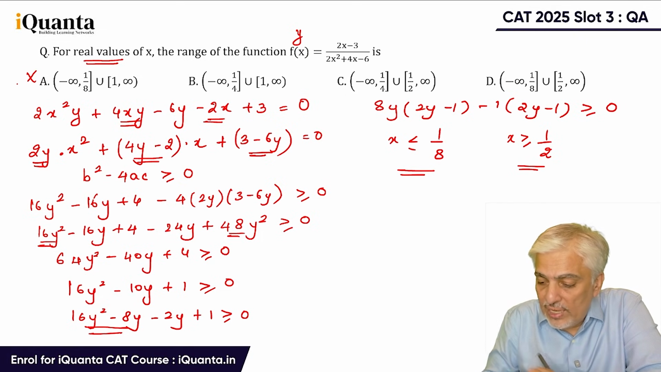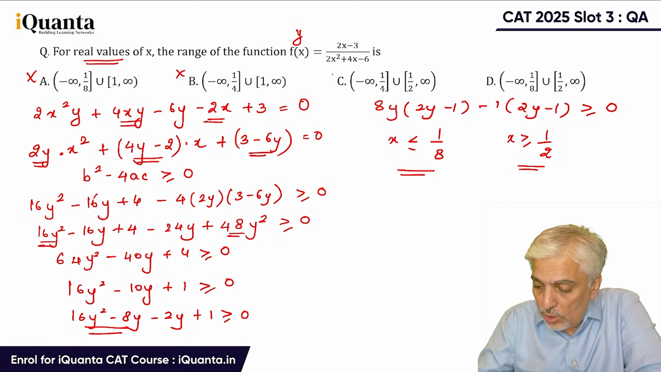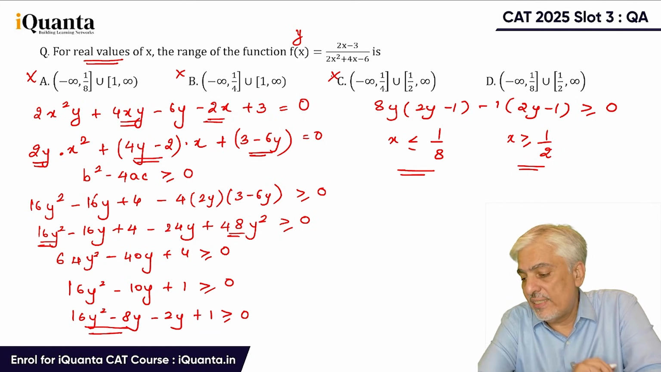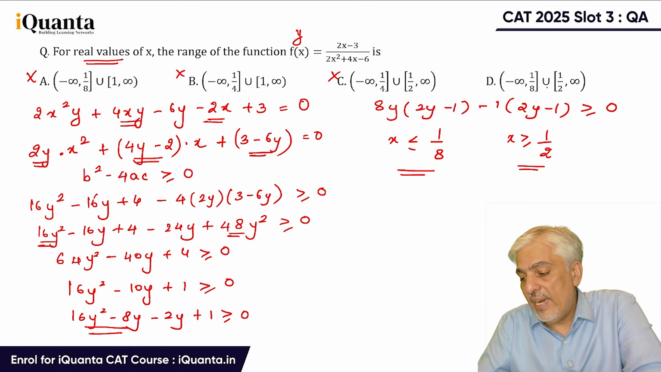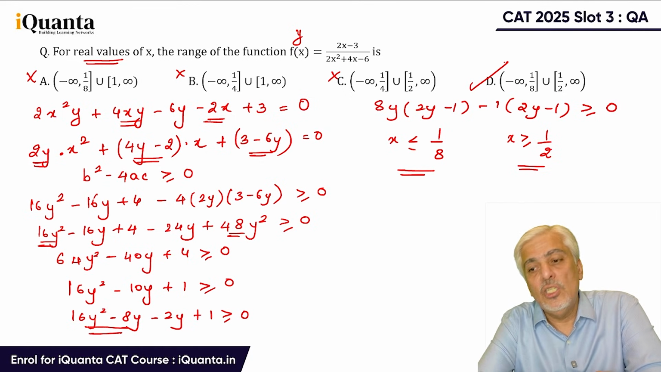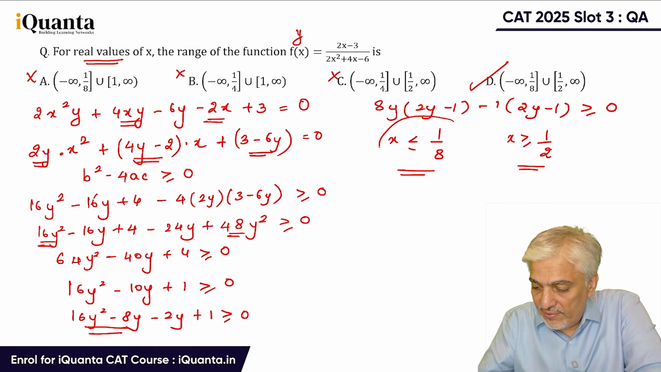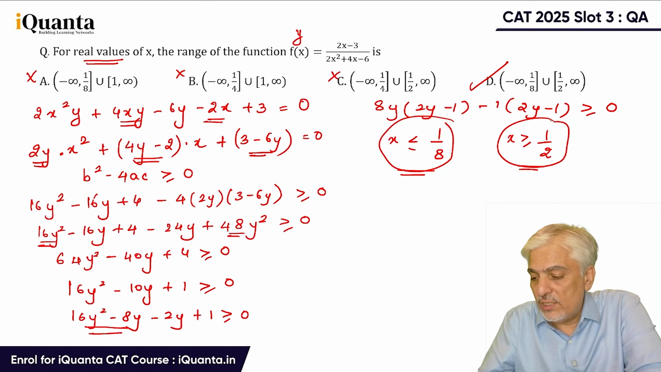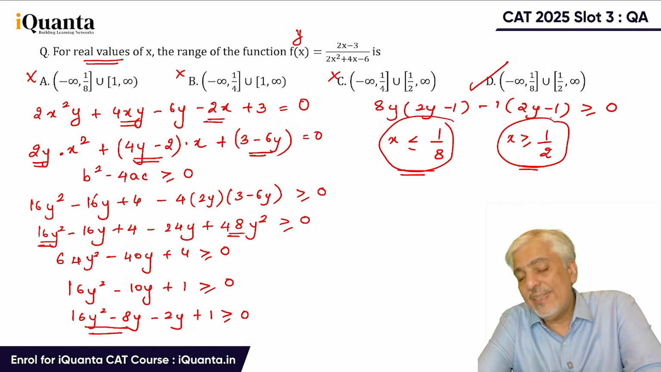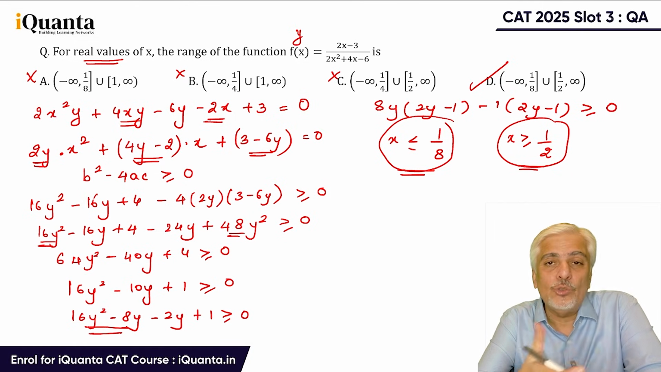So option A goes out, option B goes out, option C also goes out, option D is more or less the answer: greater than or equal to half, that means from half to infinity, and from 1 by 8 to negative infinity. The perfect answer is the fourth option. So logically, if you had just arrived at this and taken a chance, you would have got the fourth option. That brings me to my second approach for this question.